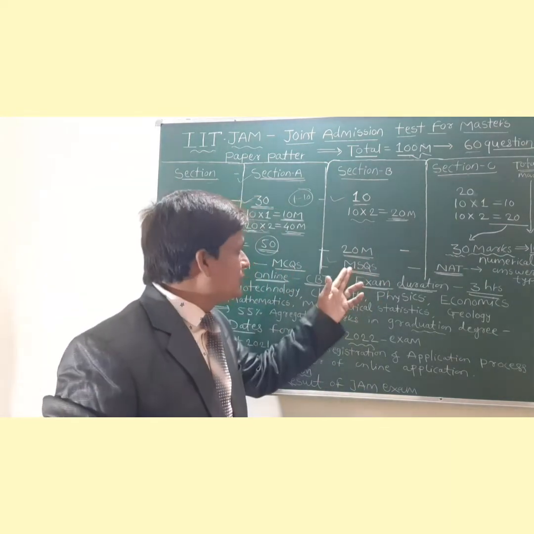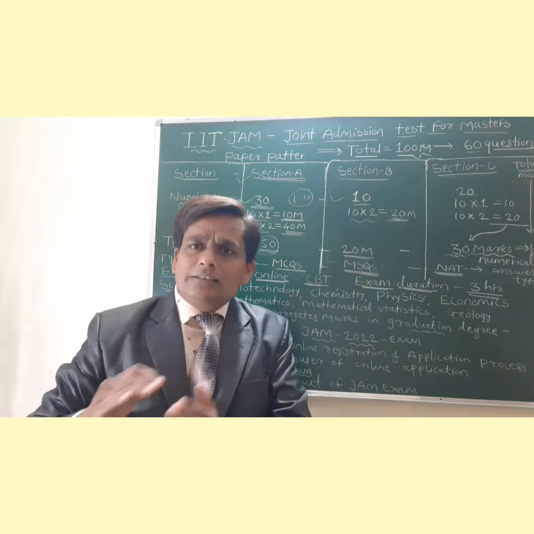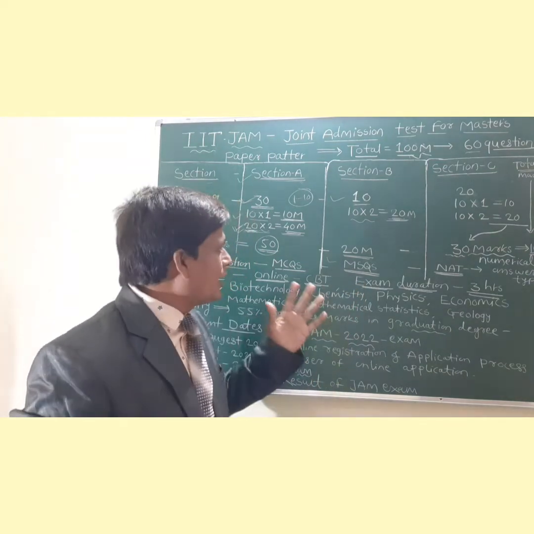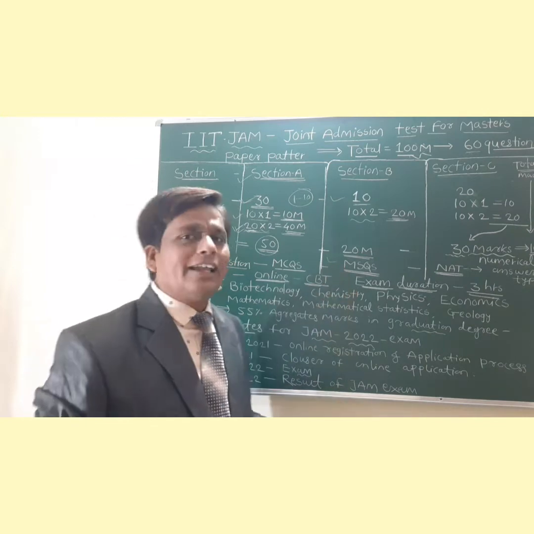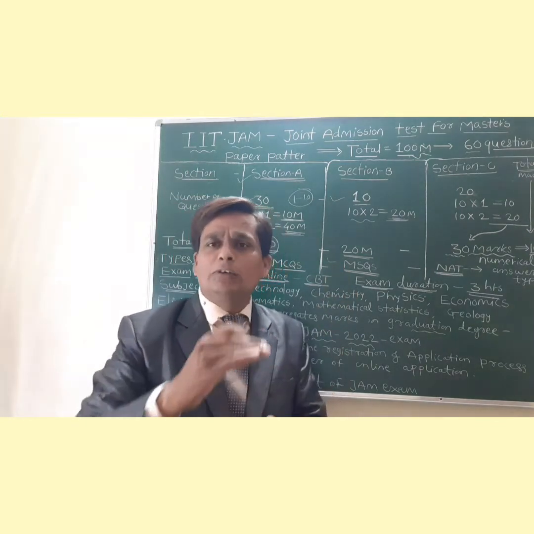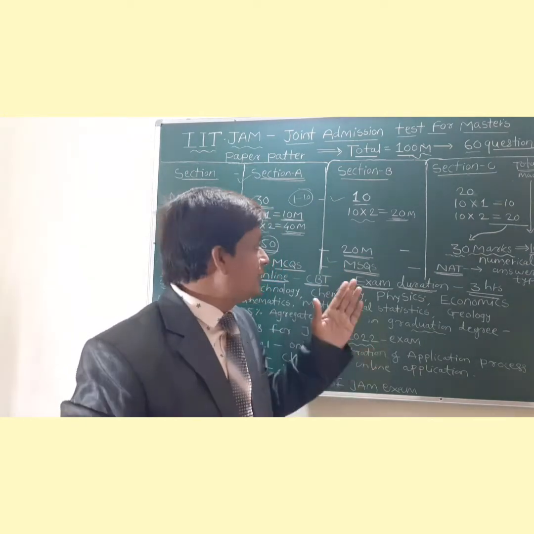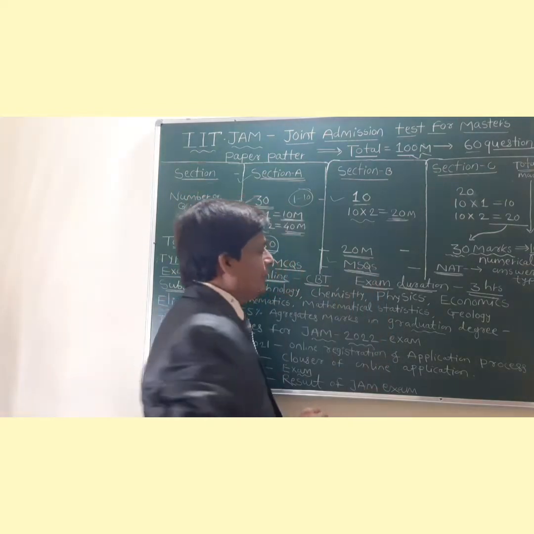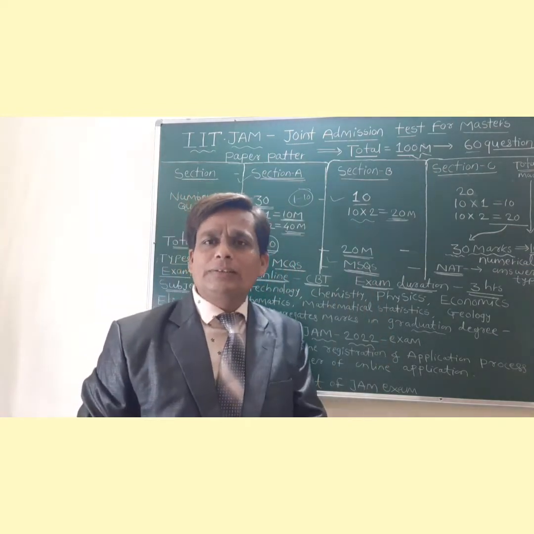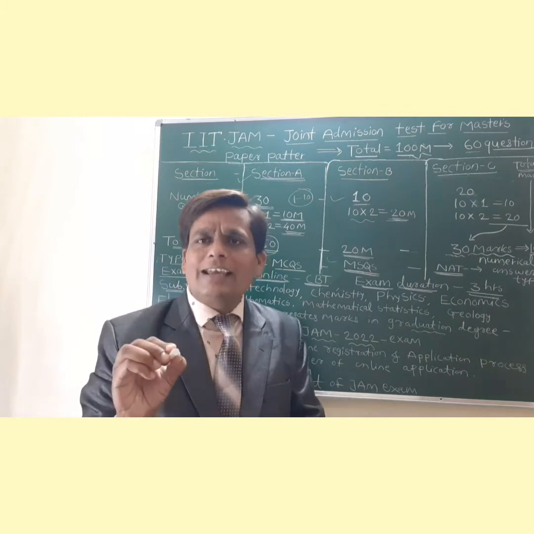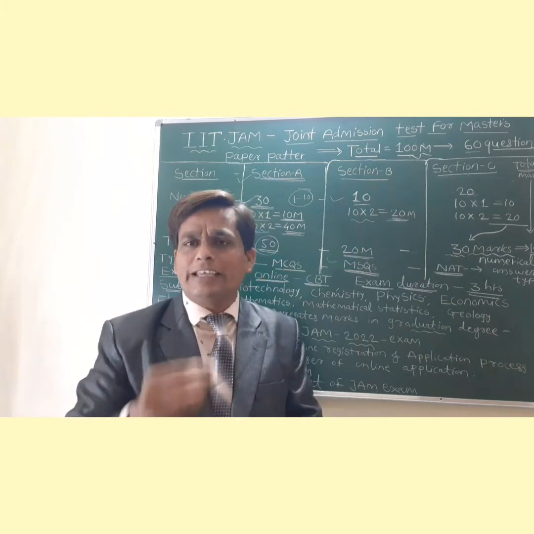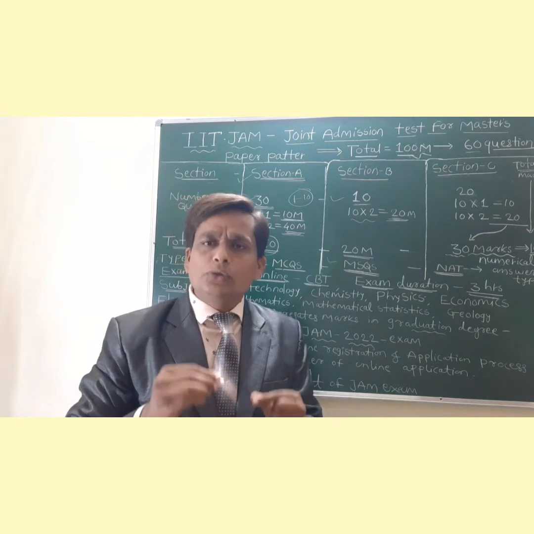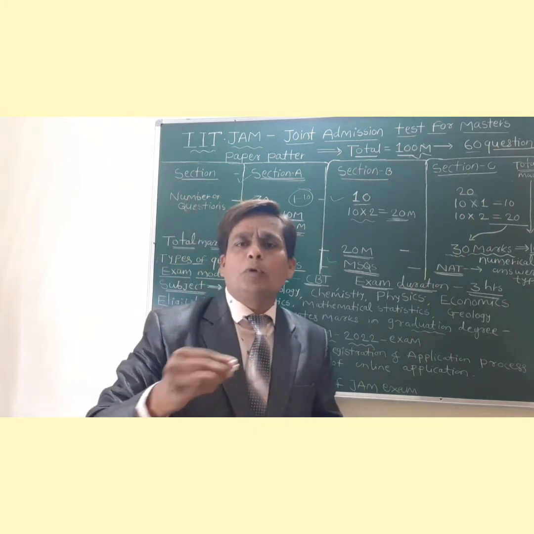So MSQ is similar to MCQs, but what happens in MSQ? There is also one question with 4 options. What is the difference between MCQ and MSQ? In the case of MCQs, you know that one question is asked and 4 options A, B, C, D are given, and you have to choose the correct, appropriate answer.